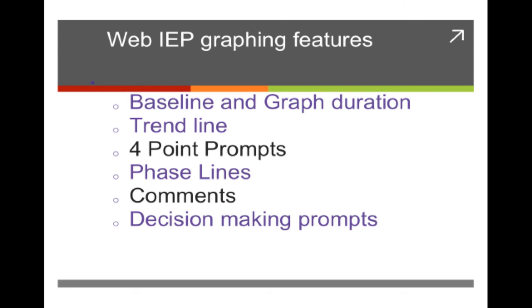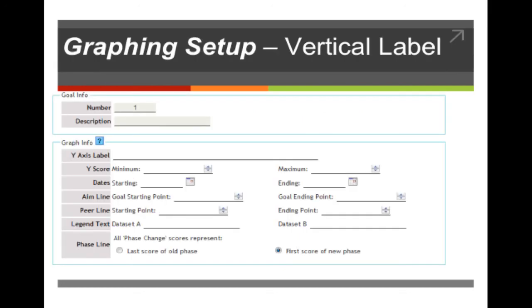The trend line automatically configures based on 7 data points. Phase line changes have become standardized, and decision-making prompts are a feature designed to assist teachers and IEP teams in making data-based decisions. We will now describe some of the required and non-required fields in the graphing setup.